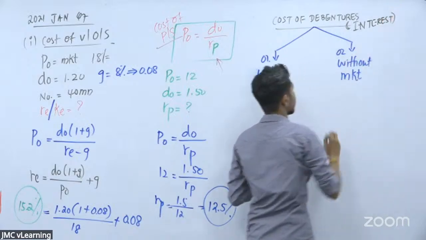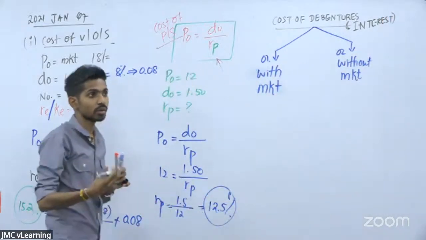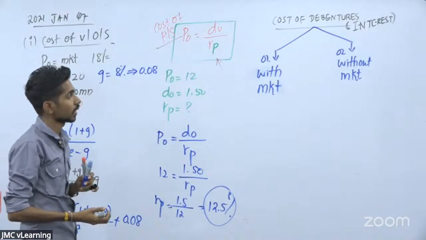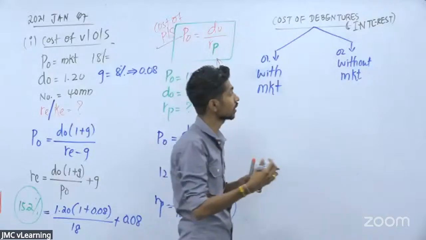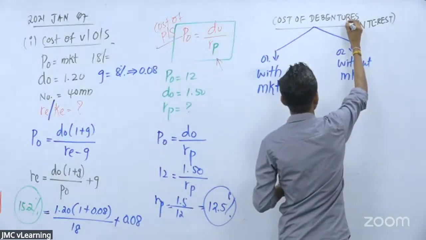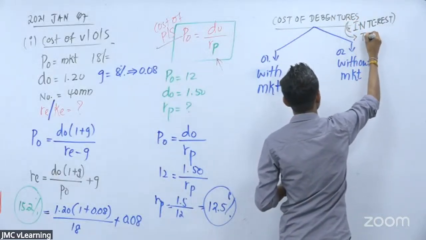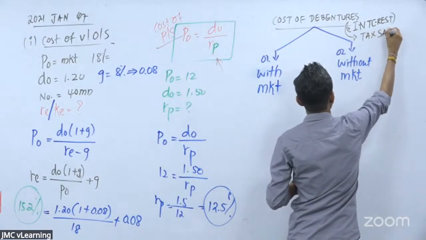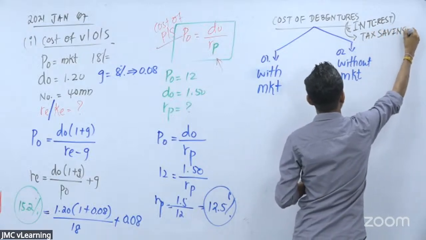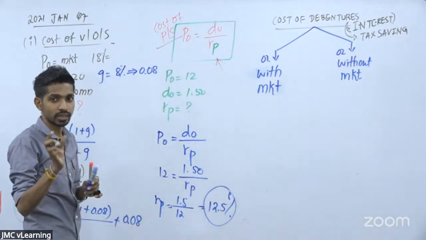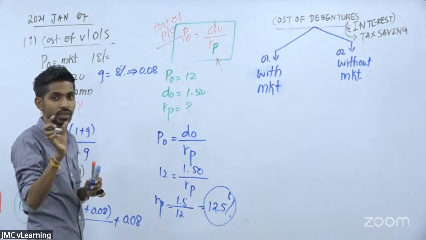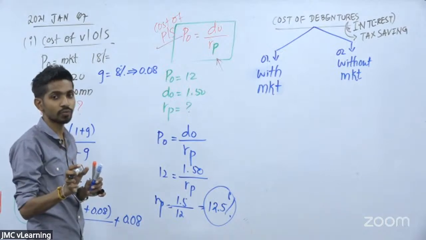Generally we can say interest. If the holder is expecting interest, that person can claim tax saving. When we calculate the tax, we can save based on the interest. The interest portion we can deduct when we calculate the profit.